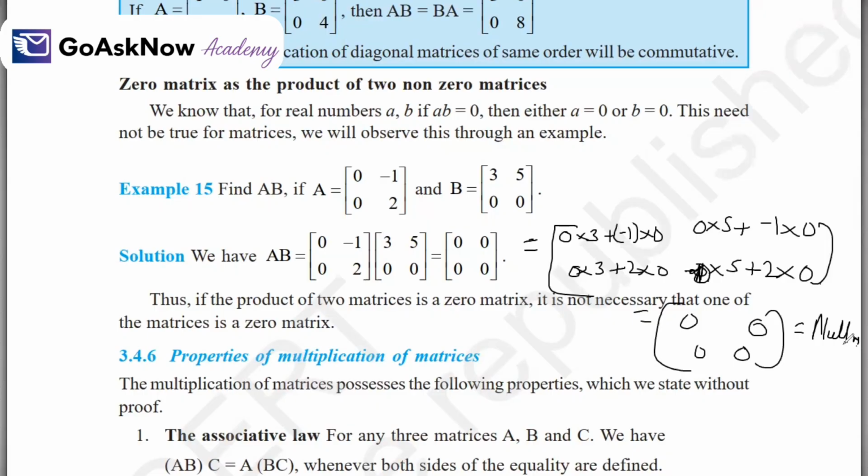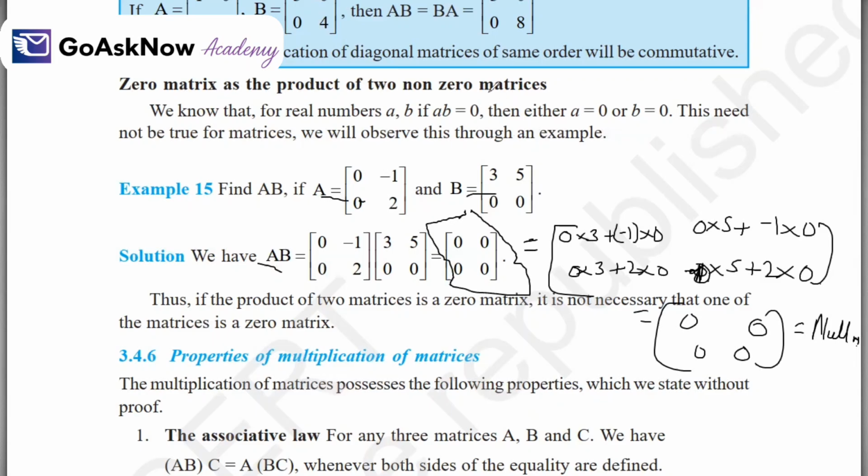So it is shown here that if the product of two matrices is a zero matrix, it is not necessarily true that one of the matrices is a zero matrix. Here you can see that A and B matrices are not zero matrices, but you are getting AB as a zero matrix. So you can observe here that AB is zero, but A and B are not zero matrices.